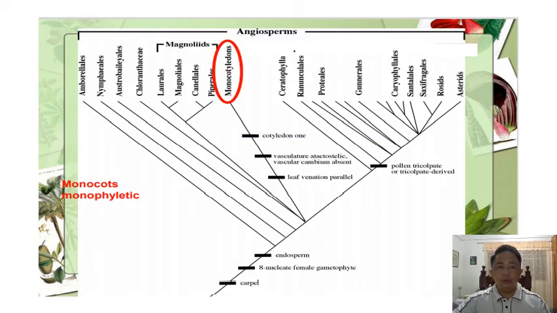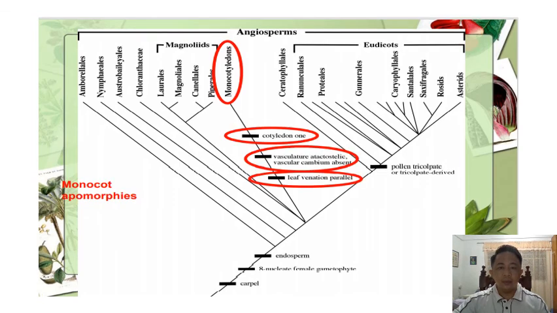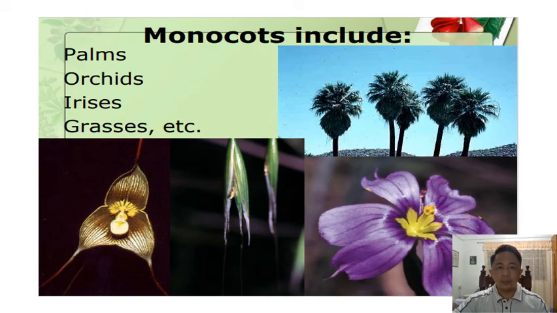Looking at the evolution of monocotyledons, we can observe that it has 3 major characteristics. The characteristic of your monocotyledons is that it has only 1 cotyledon. It has a vasculature that is atactostelic, or its vascular cambium is absent, and also the leaf venation is parallel. Monocots include your palms, your orchids, your irises, grasses, etc., including your corn. So these are samples of plants that are monocotyledon, or have only one cotyledon.